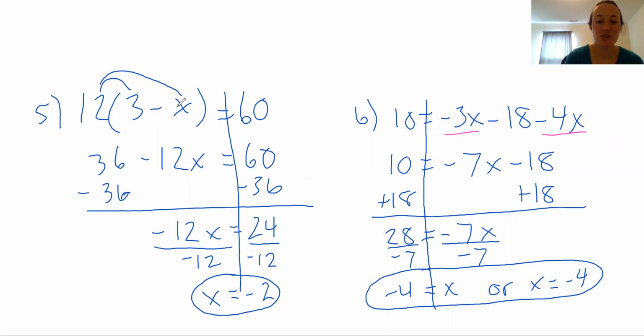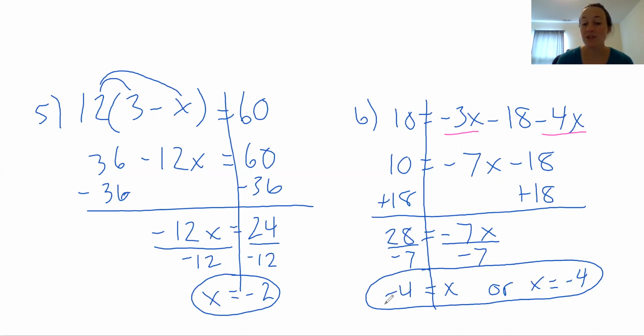For 5, distribute, watching those signs, making sure, hey, my constant comes first, but that's still the first thing that we need to move over. Nothing out in front, so it's a positive 36, subtract 36 from both sides. We should be looking at a final answer of x equals negative 2. On 6, combine like terms, watch your signs. Okay, guys, use a calculator. Do not tell me negative 3 minus 4 is 1. We're going to have issues.